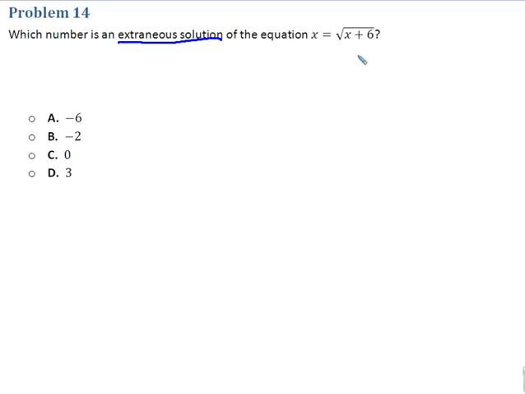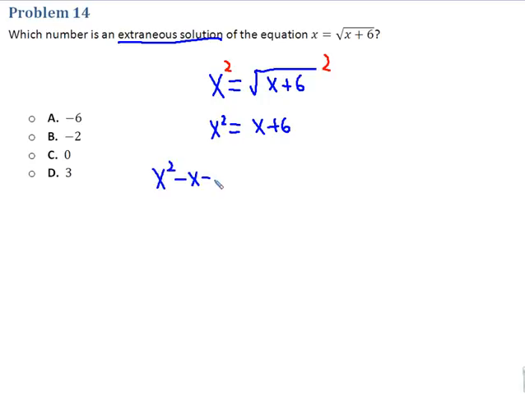Okay, to figure that out, first thing we need to do is figure out what the solutions of this equation are. So we'll start off with x is equal to square root of x plus 6. To get rid of the square root, we'll square both sides. That's going to leave us with x squared on the left is equal to x plus 6 on the right. Quadratic equation once again, so we'll set things equal to 0. I'm going to subtract the x and the 6 from the right side. That leaves me with x squared minus x minus 6 is equal to 0.